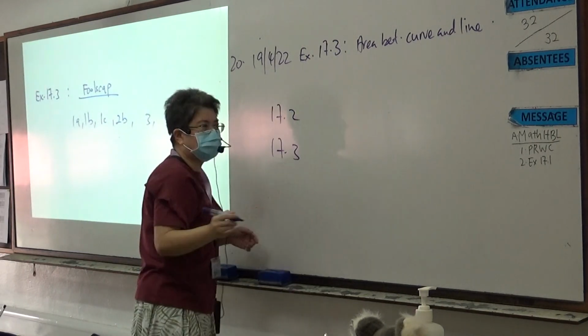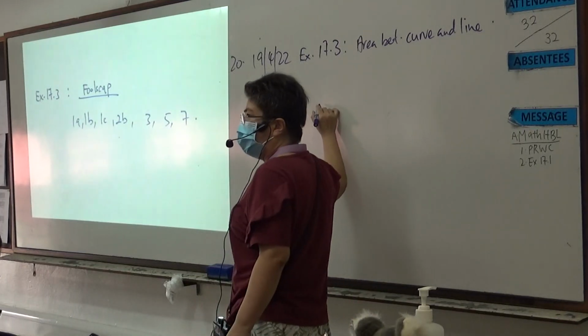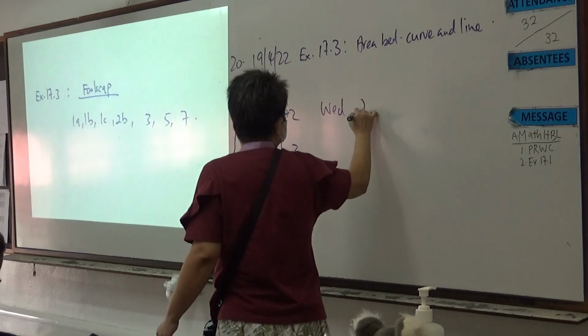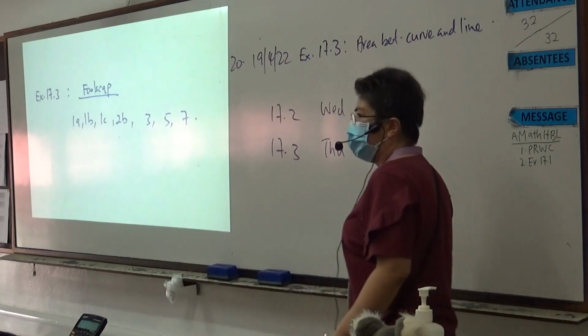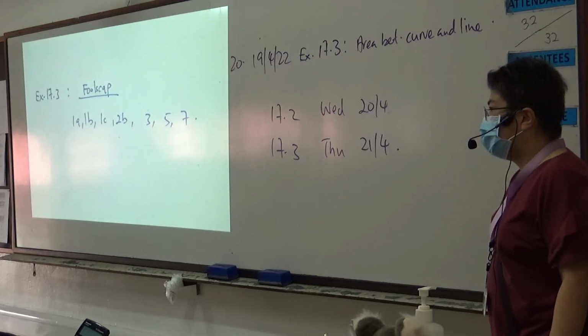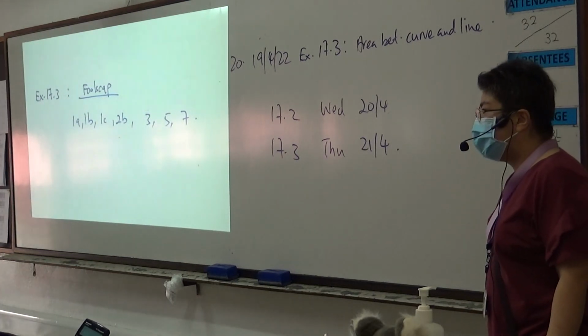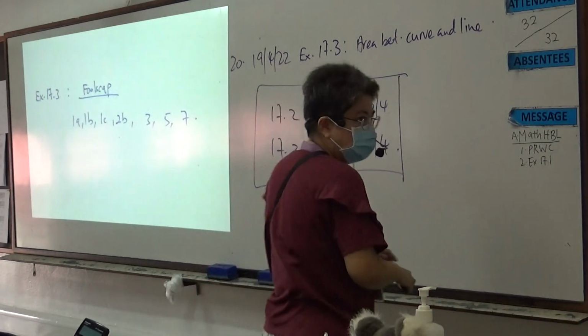or your 17.3. Now, I'm going to write this. This one is due tomorrow. Tomorrow is Wednesday, which is the 20th. This one is due on Thursday, which is the 24th. Understand now? Okay, go. All of you do now. I won't interrupt you. Stop the video.